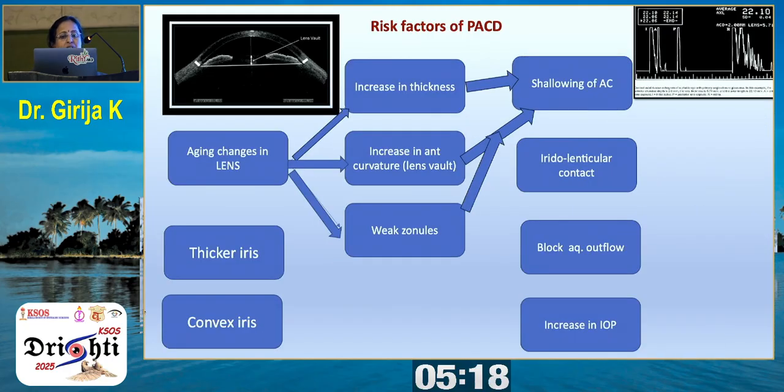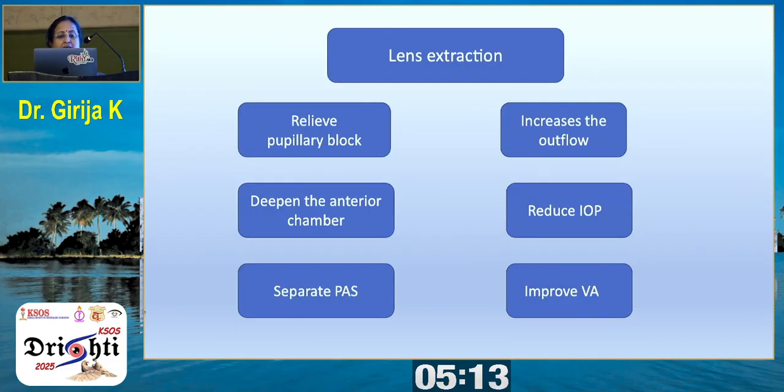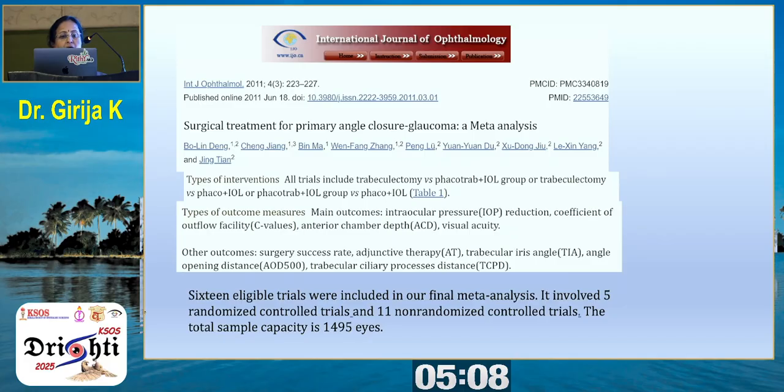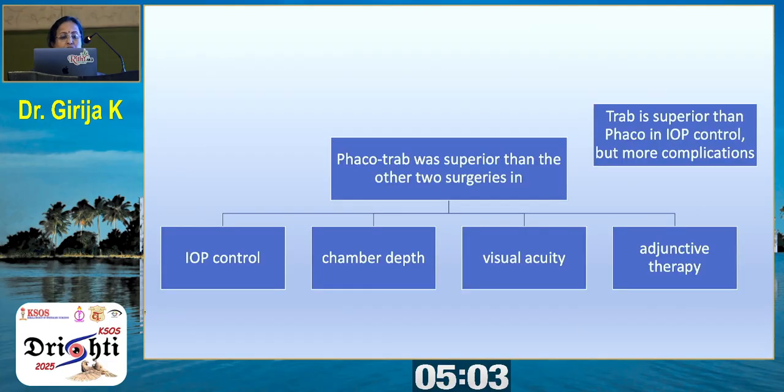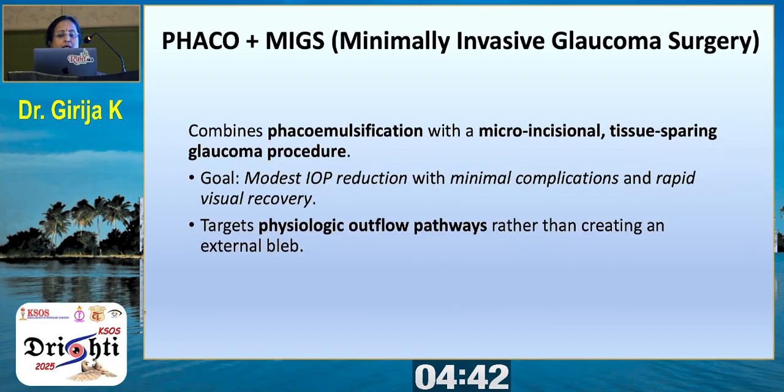So in angle closure disease, the lens definitely has a causative role. When lens extraction is done, it can increase the outflow, reduce the IOP and improve the visual acuity. This is a meta-analysis of 11 RCTs which showed that phacotrab was superior to the other two surgeries in IOP control, chamber depth, visual acuity and adjunctive therapy. But trab is definitely superior to phaco in IOP control, though it has more complications, because most often we are doing it in an eye with a high IOP and we expect a very low target IOP.